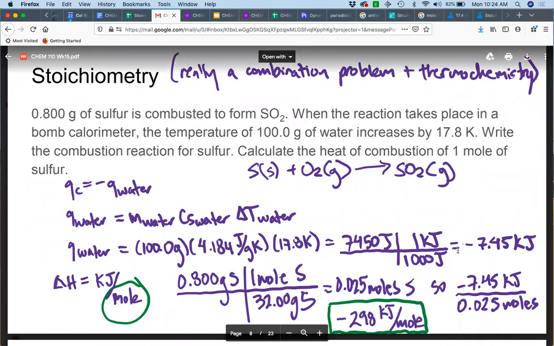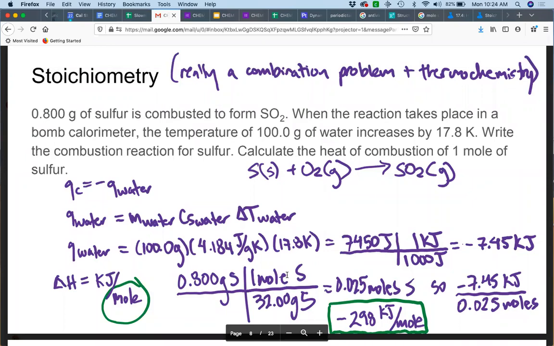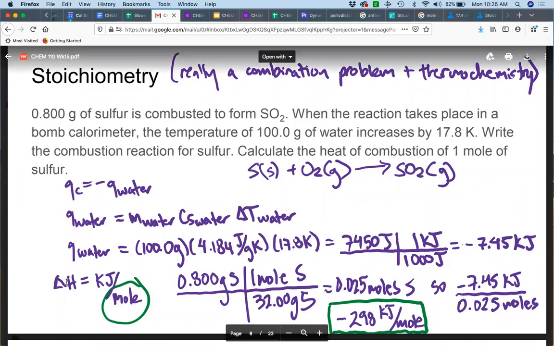And then the last piece of this problem that I think most folks actually on exam 2 did really well on is being able to calculate the amount in terms of moles of sulfur. So this is a problem that puts all of those pieces of information together.